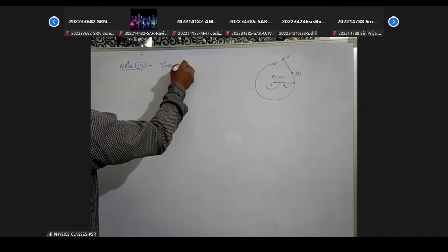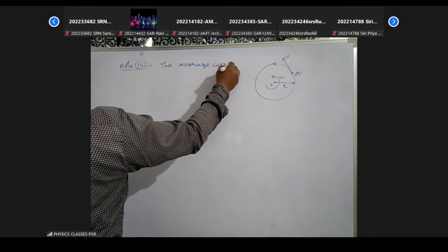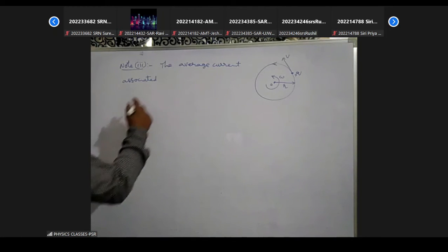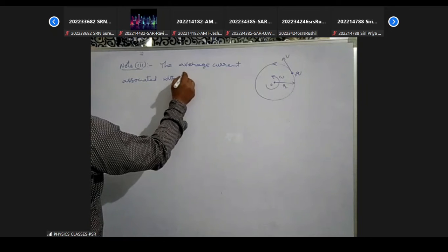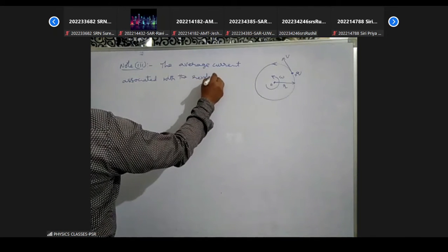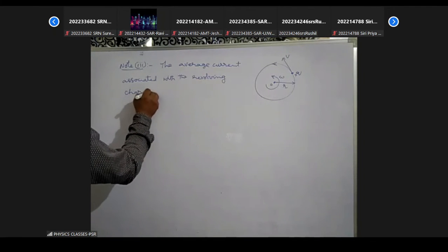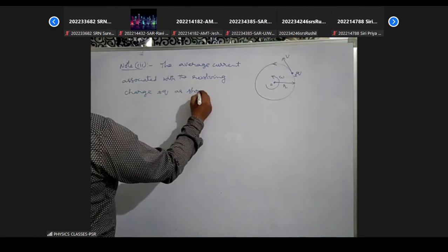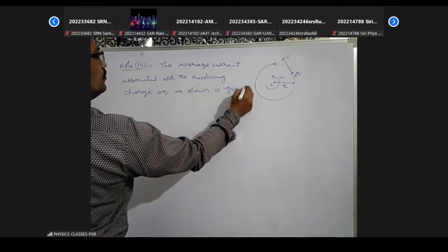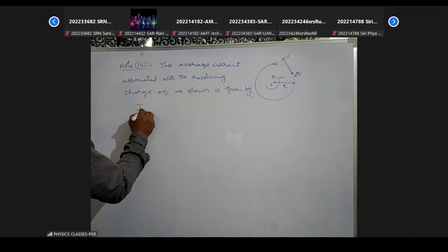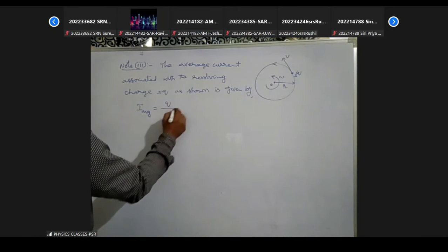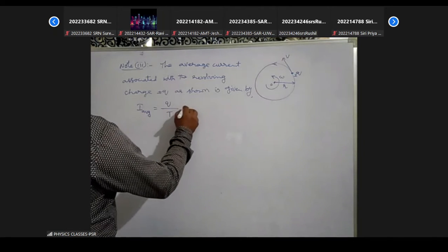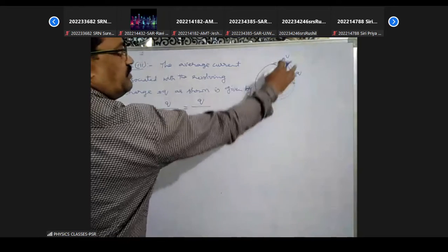The average current associated with the revolving charge plus Q, as shown, plus or minus, no problem, whatever it may be, is given by I average is equal to charge Q divided by the time taken to complete one rotation, the time period, which is equal to Q divided by the time taken to complete one rotation with velocity V.